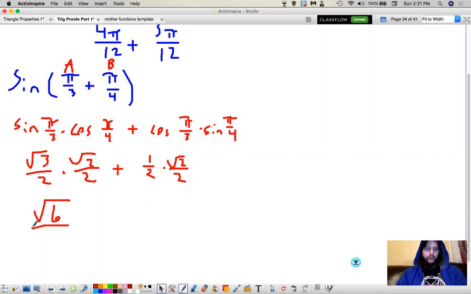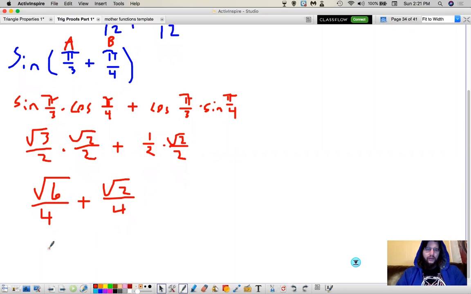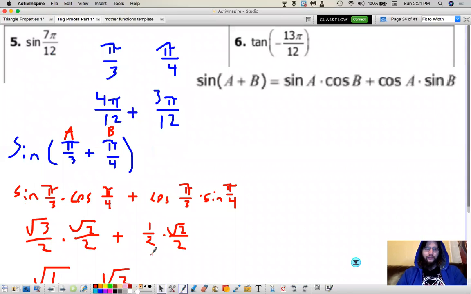Square root of 6 over 4 plus square root of 2 over 4. And combine those: square root of 6 plus square root of 2 over 4. No, you can't say that's square root of 8. It doesn't work like that. That's it. Next.